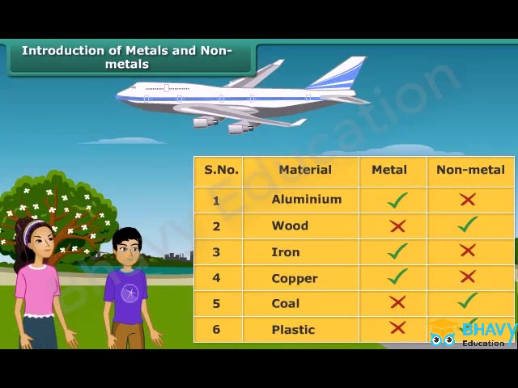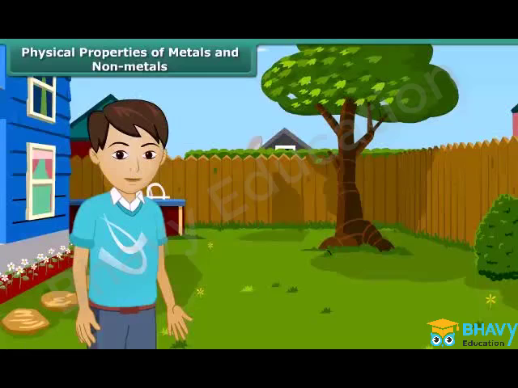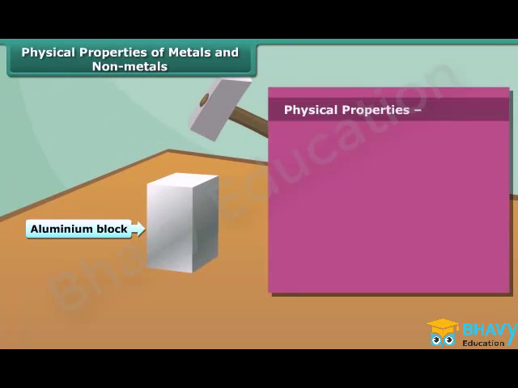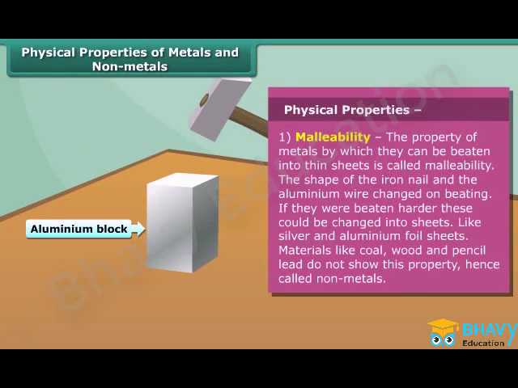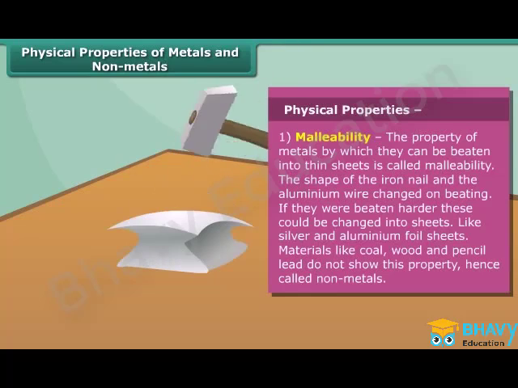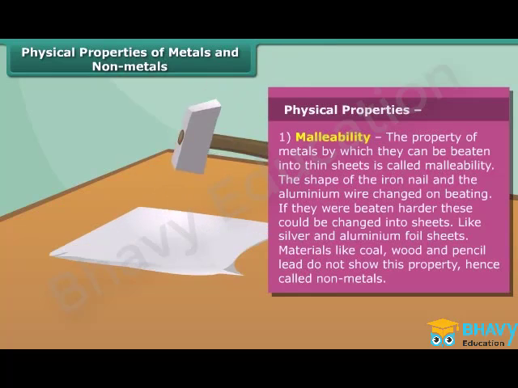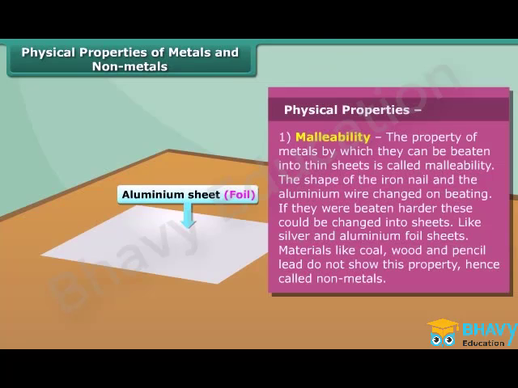Friends, we use many things in our daily lives. These are made up of metals and non-metals. Dear, now let's know about their properties. At first, we know about the physical properties. The first property of metal is its malleability. By this property, the metals can be beaten into thin sheets. Non-metals don't show this property.